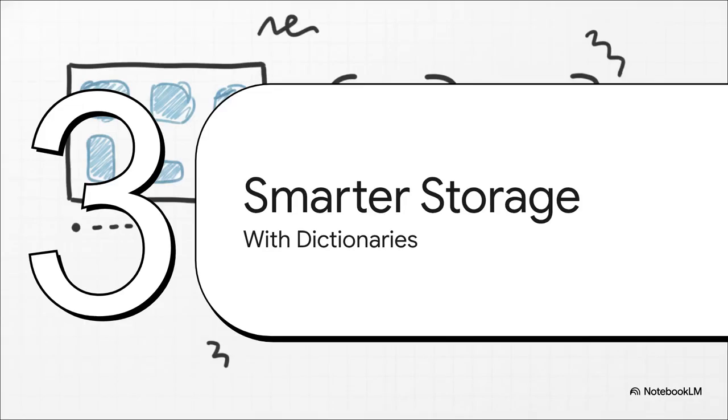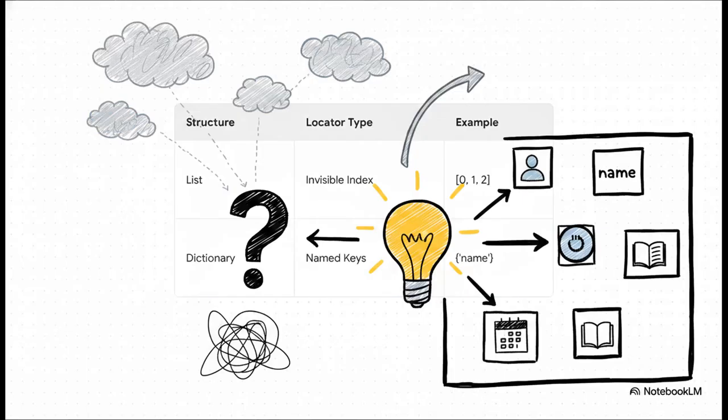Which brings us to Section 5, Smarter Storage with Dictionaries. Okay, prepare for a major aha moment here. The fatal flaw of a list is that its locators are entirely invisible. If I hand you a list of student data, index 0 might be a name, index 1 could be the father's name, and index 2 might be an age. But how would you know just by looking at the raw data? You wouldn't. If your structure has 500 columns, keeping track of blind numbers is practically impossible.